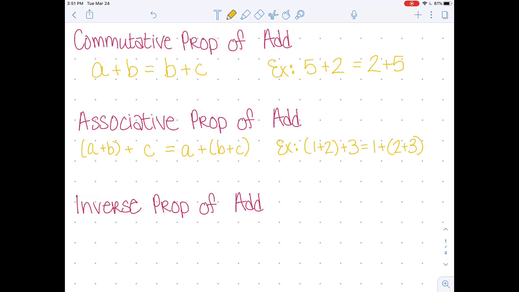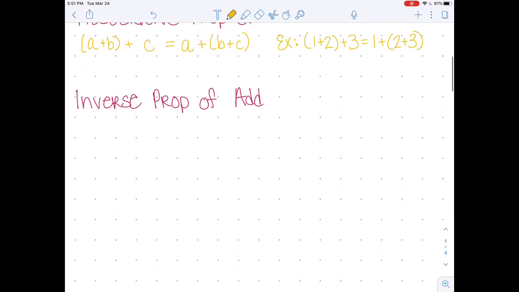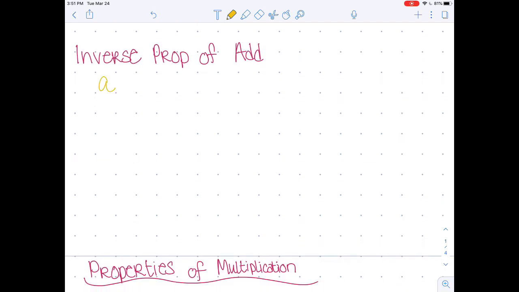Okay, and then the inverse property of addition. What this one says is if I have any real number a, and I add the opposite, so negative a, I'm always going to get 0, because negative a is the inverse of a. For example, if I have 5 and I add negative 5, that's like subtracting 5, so I get 0. That's what the inverse tells us.